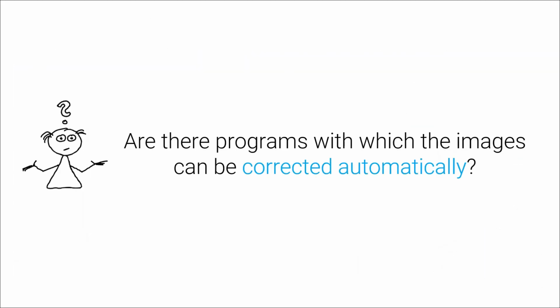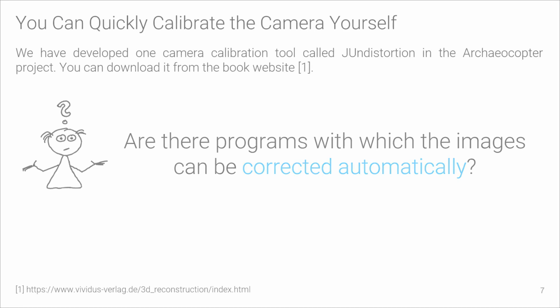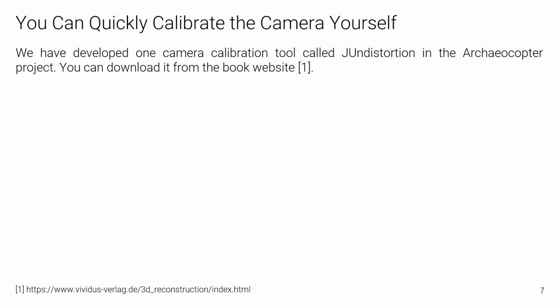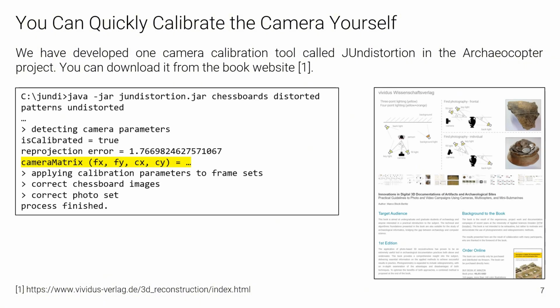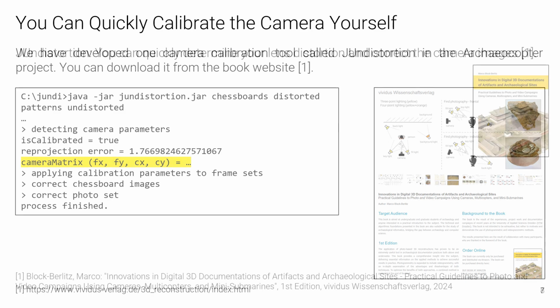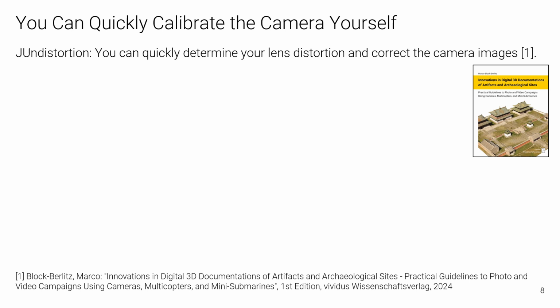Are there programs with which the images can be corrected automatically? There are many programs available for camera calibration that you can use. We have developed one called J-Undistortion in the Archaeocopter project. You can download it from the book website and try it out right away. Here we see briefly what the program does step by step.